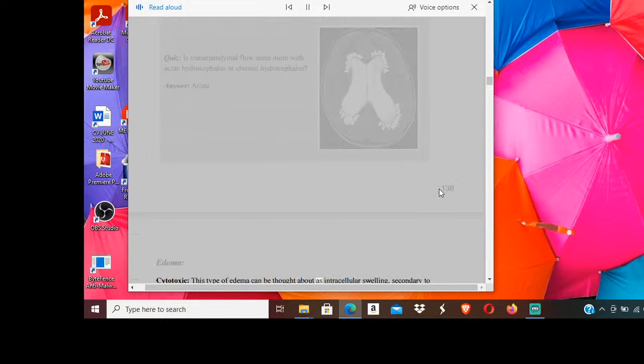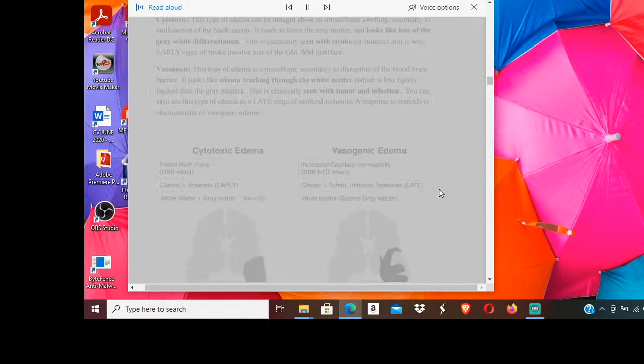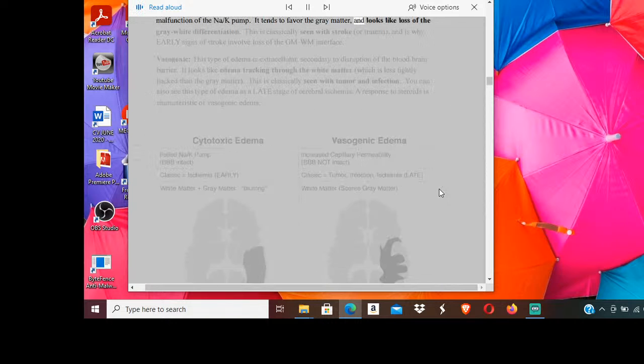Edema. Cytotoxic. This type of edema can be thought about as intracellular swelling, secondary to malfunction of the Na/K pump. It tends to favor the gray matter and looks like loss of the gray-white differentiation. This is classically seen with stroke or trauma and is why early signs of stroke involve loss of the gray-white matter interface.